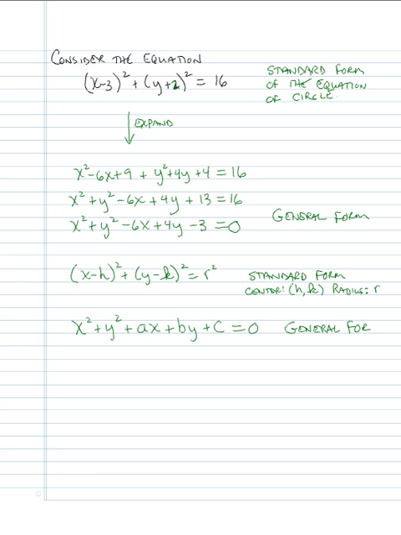Now the deal is many times we're given the general form, and we want to know what the center and the radius of the circle are so that we can graph it. And so that requires us to rewrite the general form into the standard form. And the process of doing that, we have to use a technique called completing the square. And so that's what we're going to do next. Okay? We'll do that on the next page.